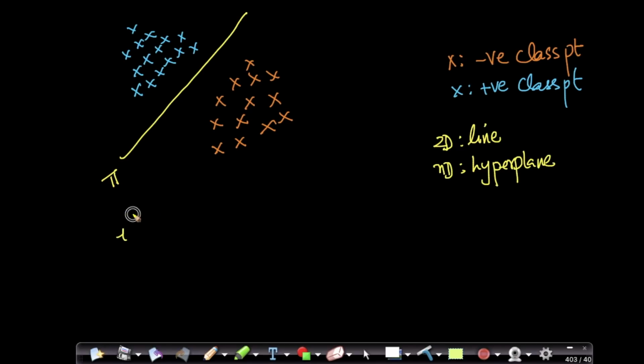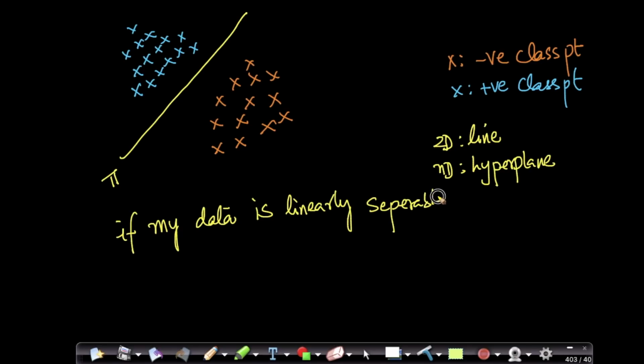So if my data is linearly separable, this word is very important, linearly separable. And what does linearly separable mean? Linearly separable basically means that there is a line or a plane that can separate my positive class from my negative class. That's what it means to be linearly separable, right? And there is also a term called almost linearly separable.